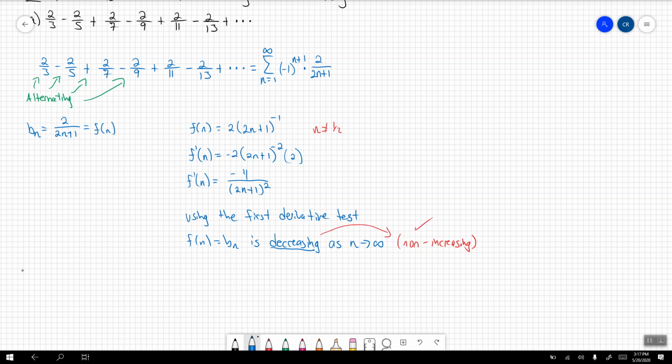Now I'm going to check the limit. So now let's go ahead and check the limit as n tends to infinity for b sub n. So that's going to be the limit as n tends to infinity for 2 divided by 2n plus 1. Now this is a pretty straightforward limit. All I'm going to do is take the limit here directly. N is going to get very, very large. So that means the denominator gets large. That means the overall fraction goes to 0.